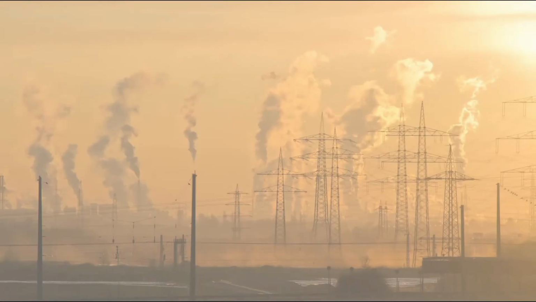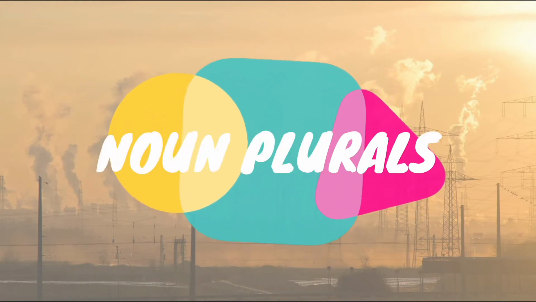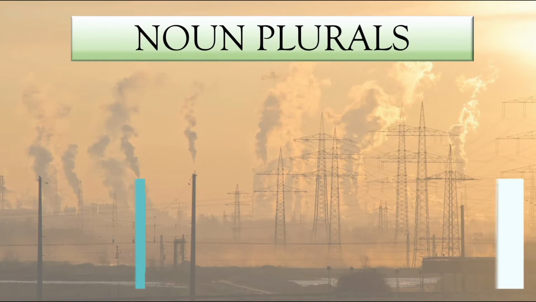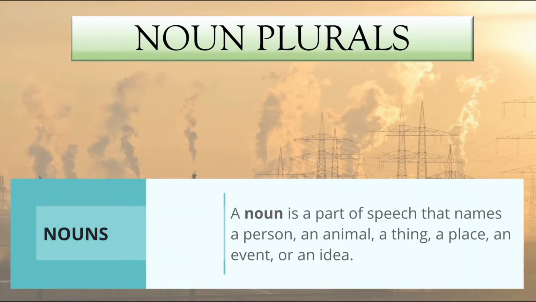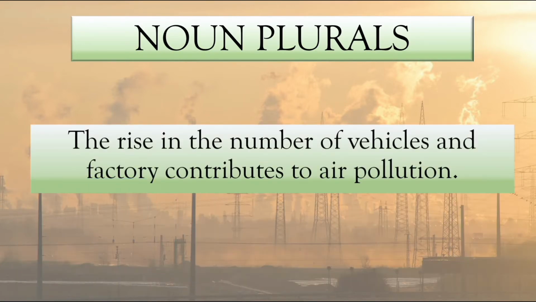Since we've already defined and tackled the benefits of parallelism, let's go on how we can easily practice the concept. The first part is noun plurals. We are aware that noun is a part of speech that names a person, an animal, a thing, a place, an event, or an idea. We also know that plural means more than one, while singular means only one. Let's have a look at the sample sentence and see if the nouns used are parallel.